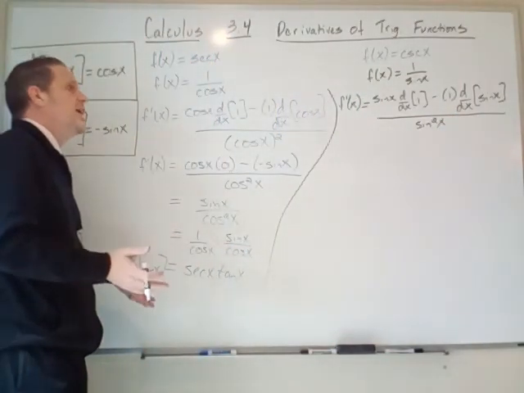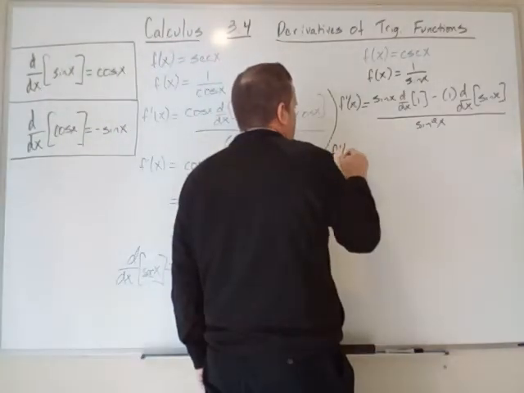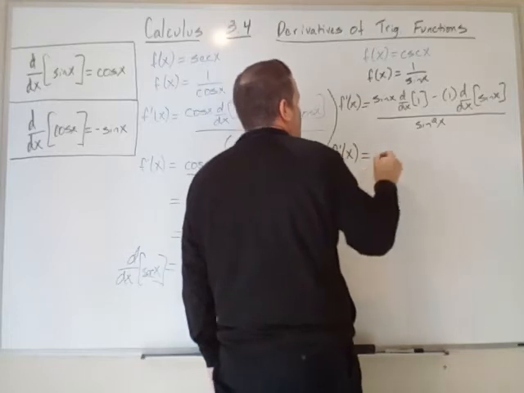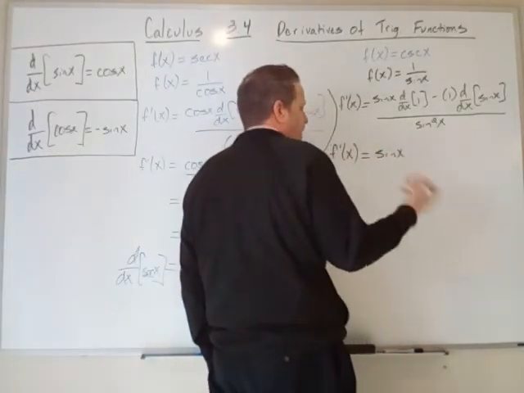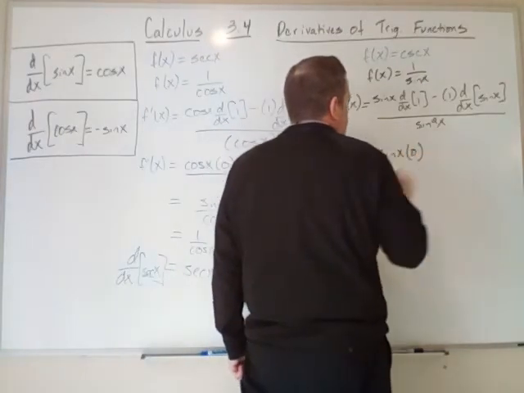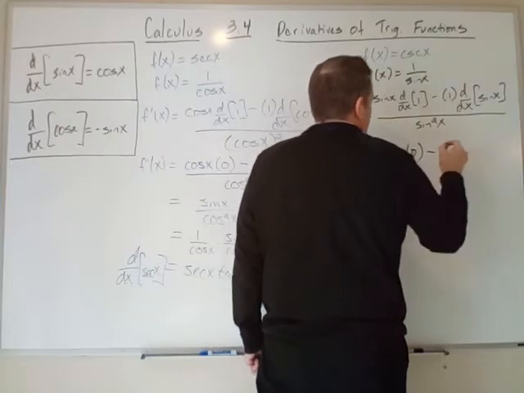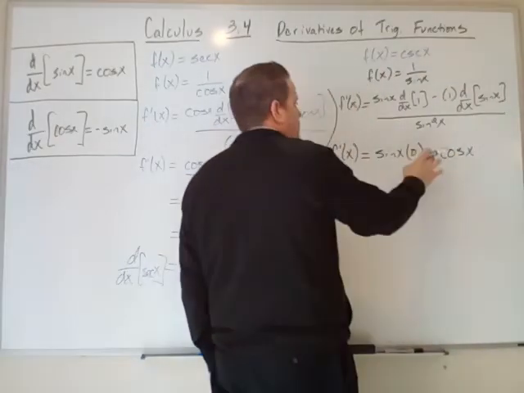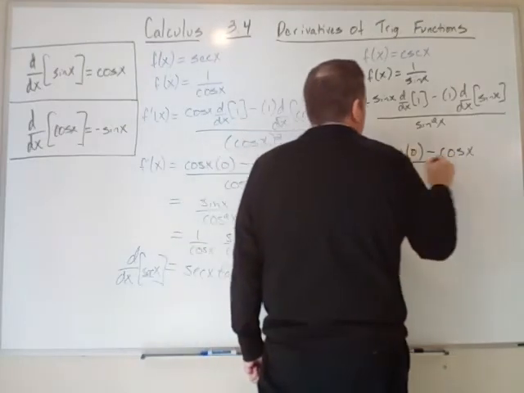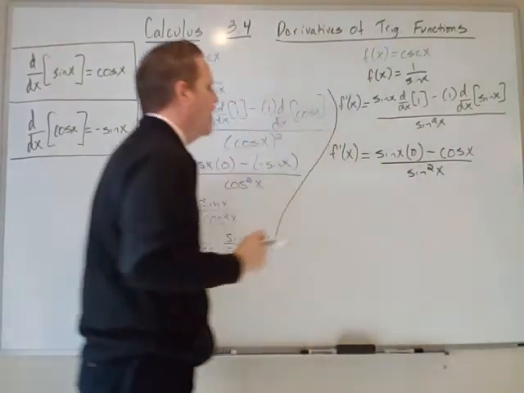Okay, similarly here, we've got operators in that numerator. That tells the reader we've got calculus to do. So I've got the sine of x times the derivative of 1. 1 is a constant. The derivative of a constant is 0. Minus 1 times the derivative of the sine function. The derivative of the sine function is the cosine function. So it's going to be minus cosine x over sine squared x.